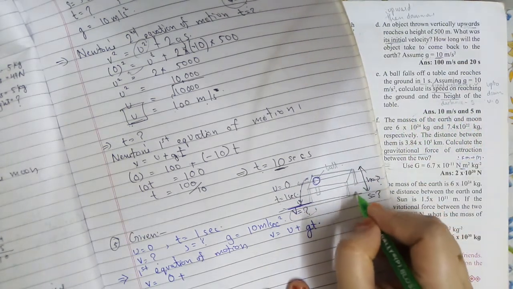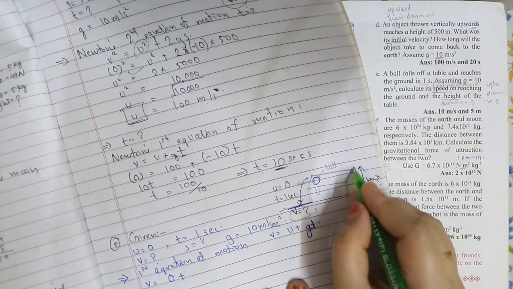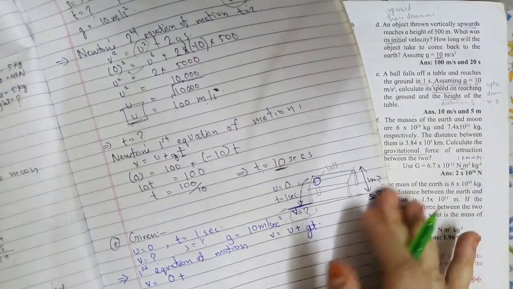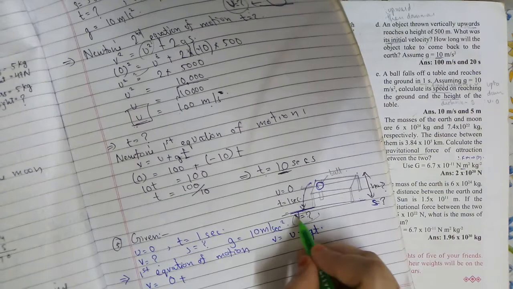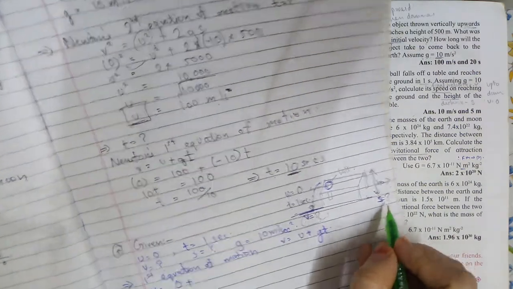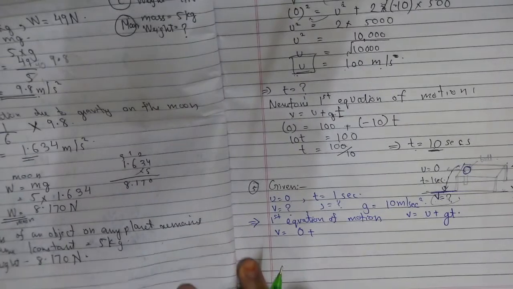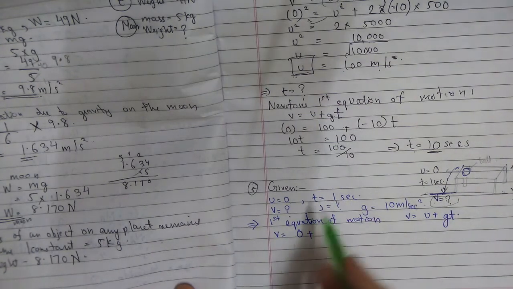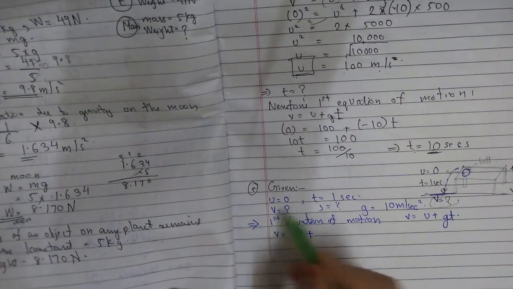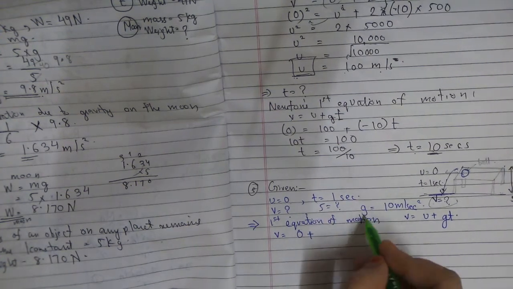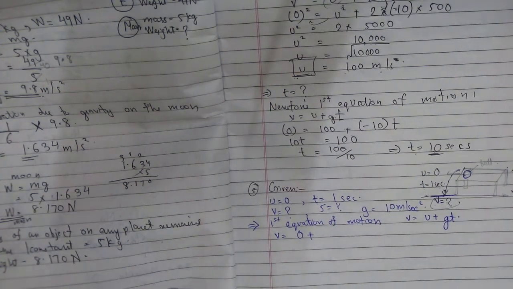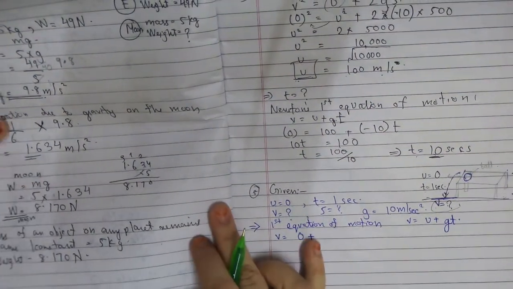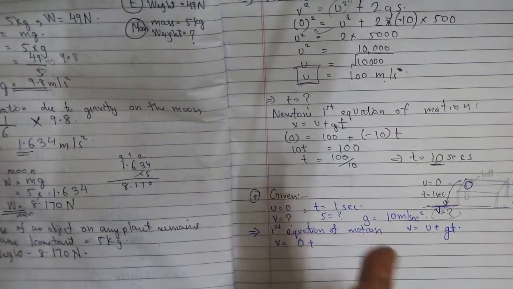Now the height of the table means the distance of the table from the ground. Height is nothing but the distance only. So these two things we have to calculate: the final velocity and the distance, that is s. Let's first write all the given data: u, the initial velocity, is 0, and time is 1. Final velocity we have to calculate and distance we have to calculate. g is given as 10 meter per second square. Now what we will do, as we did in question D, we will use two equations of motion.